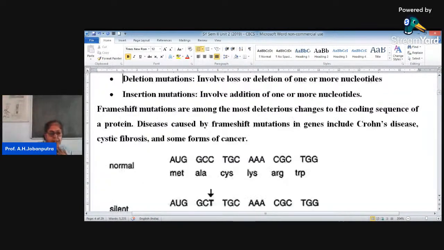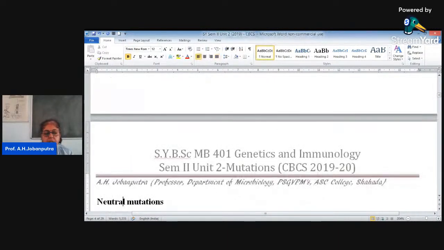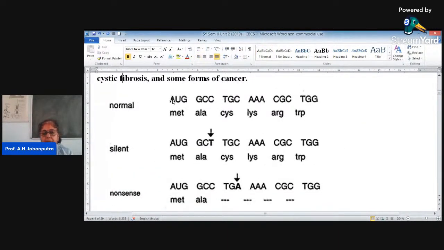So frame shift mutations may cause many major problems, कारण जिथे म्युटेशन होतं तिथून पुढे सगळे कोडॉन्स बदलतात. सो वी कॅन टेक एन एक्झाम्पल ऑफ फ्रेमशिफ्ट म्युटेशन, क्रॉन्स डिझीज, सिस्टिक फायब्रॉसिस आणि काही कॅन्सरमध्ये असे म्युटेशन्स होत असतात. So these are the normal codons AUG, GCC, TGA, AH, CGC, TGG.